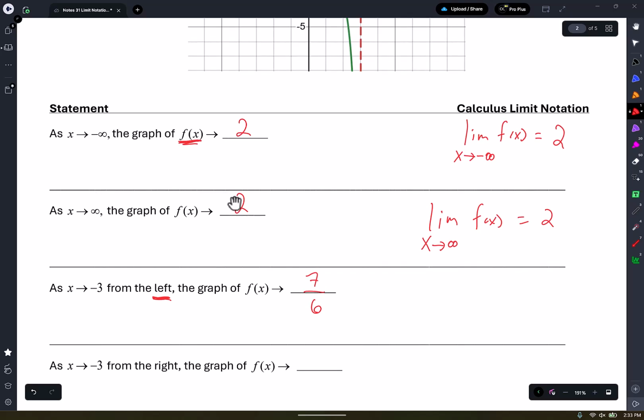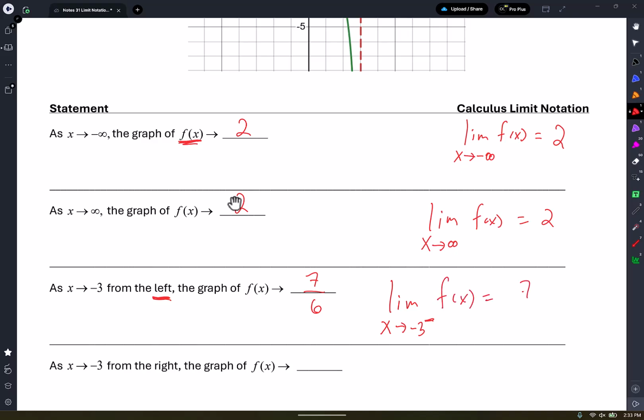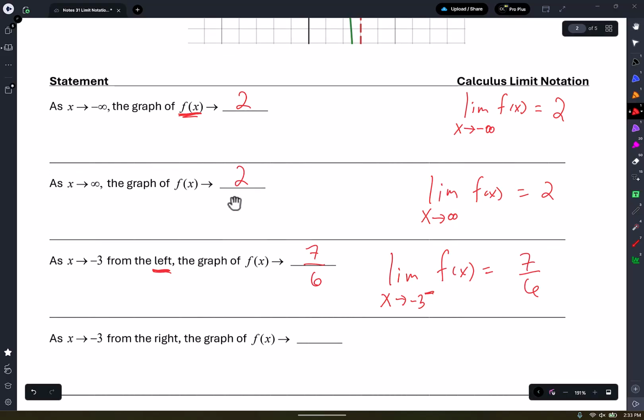So here we go. I'm going to write the word limit. As x approaches -3 from the left, so on the upper right-hand corner, you put a little minus sign like that, of this function, equals 7 over 6. We still okay, guys? All right.